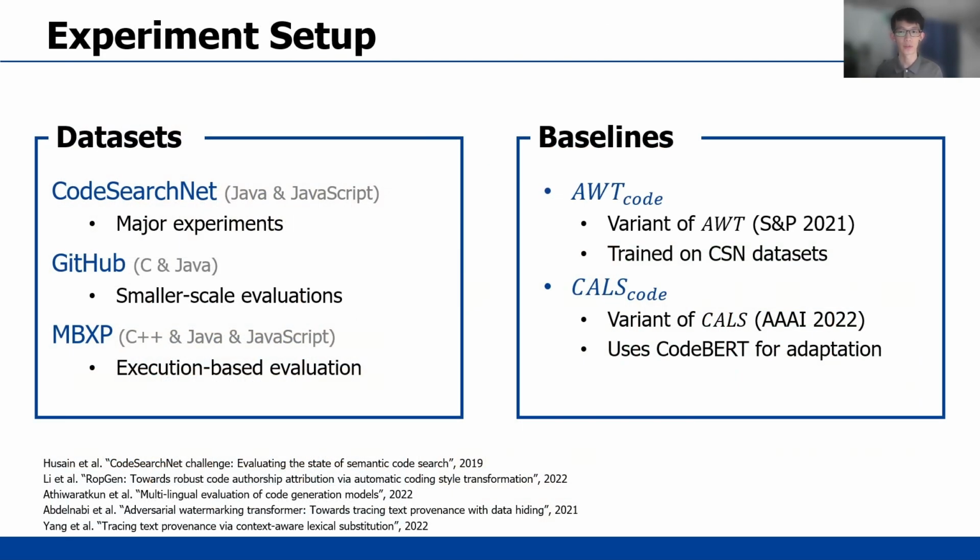And we then move on to the experimental evaluation of SrcMarker. Our evaluation uses 3 different datasets covering 4 different types of programming languages. And for baselines, since fewer works exist on source code watermarking, we use 2 representative works on text watermarking, namely the AWT from S&P 2021 and CALS from AAAI 2022. We adapt their methods to source code and use them as baselines.